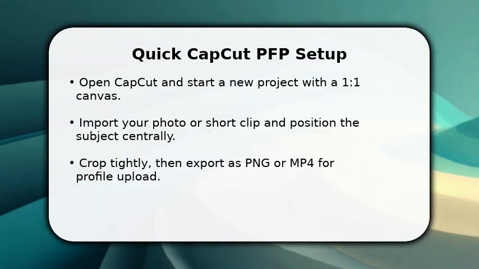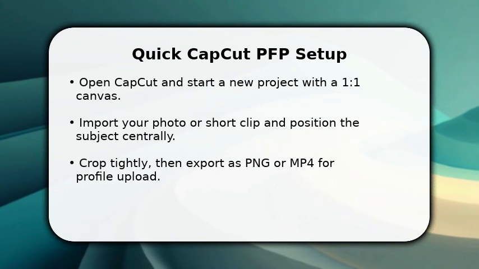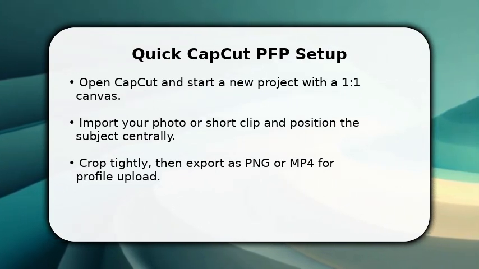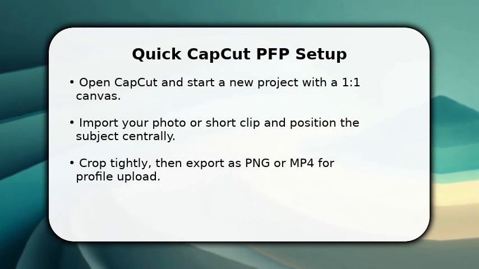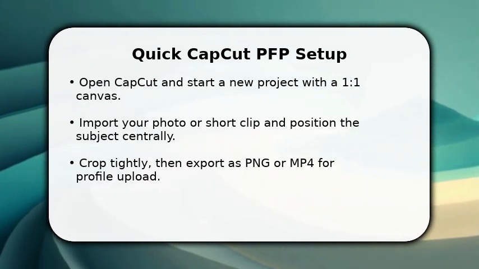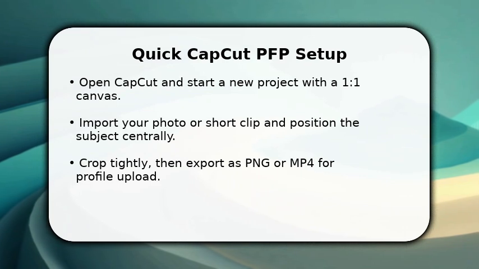In this video, I will show how to make a CapCut PFP. Open CapCut, tap New Project, choose a 1:1 canvas and import your photo or clip. Trim and position the subject with pinch and drag, then use crop to frame tightly.